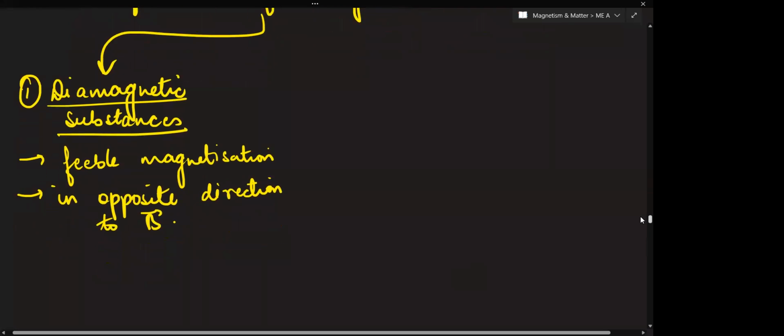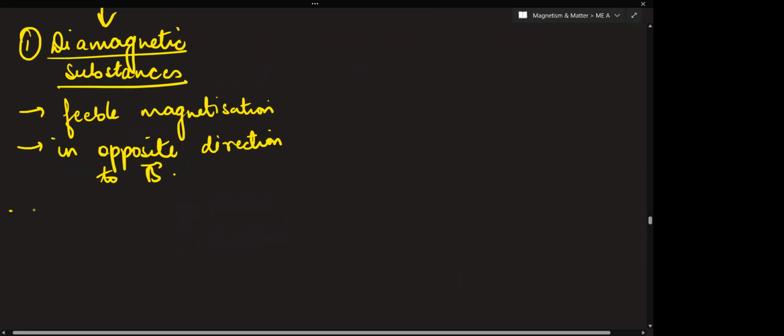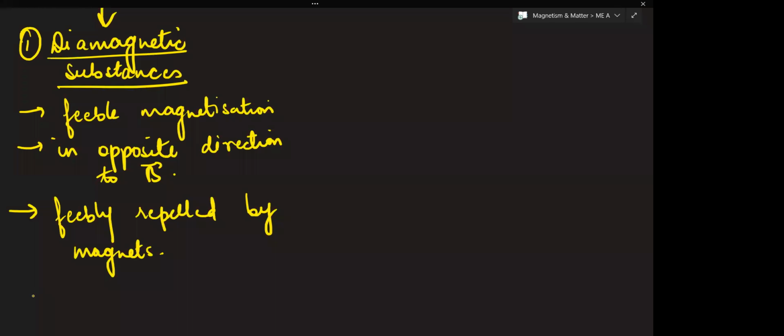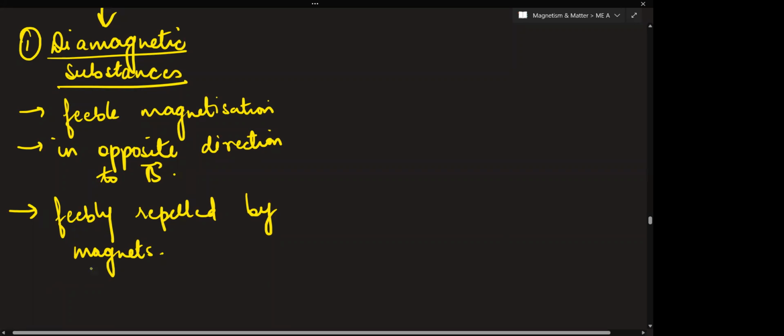The word feeble is used in, I think, NCERT. Since the term feeble is used, it's better if you use this term. But feeble means weak. So these substances are feebly repelled by magnets, meaning weakly repelled by magnets. And one last point that you have to keep in mind is that they move from the stronger parts of the magnetic field to the weaker parts. If I say the magnetic field is strong over here, and at this location it is weak, they tend to move from the stronger part to the weaker part.